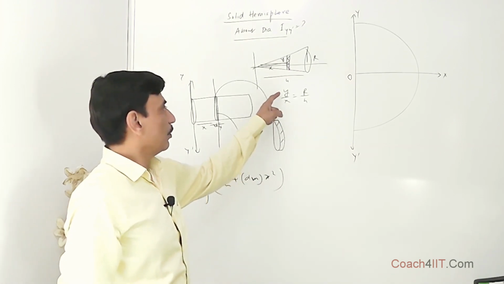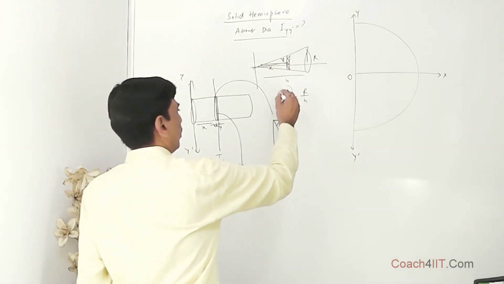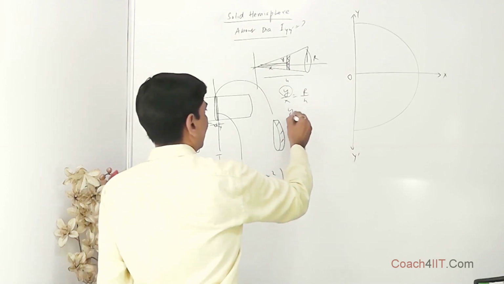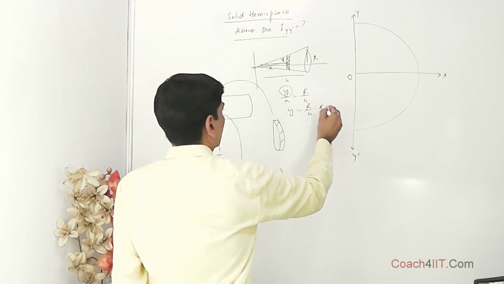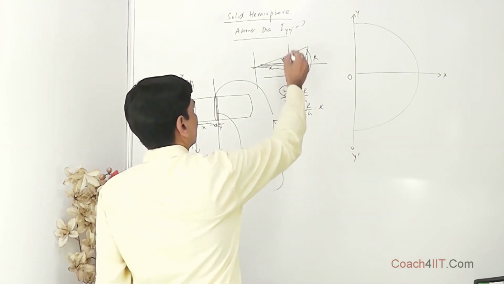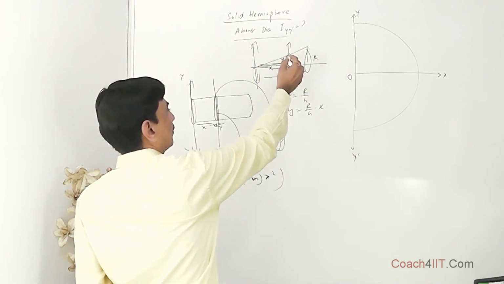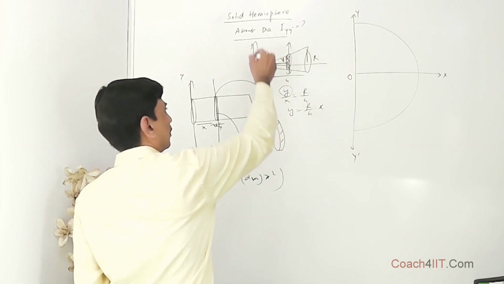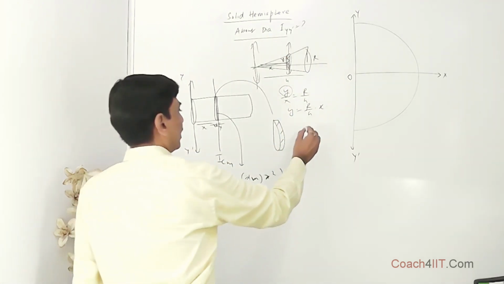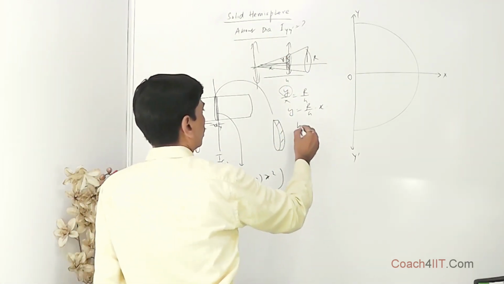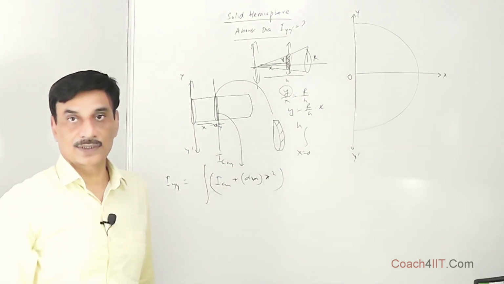Then what we did was change one variable into the other, that is y is equal to r by h into x. So finally we get ICM in terms of x only. Then once again we use the parallel axis theorem, find the moment of inertia of this general disk about this axis, and then we integrate x from 0 to h, and we get the answer.